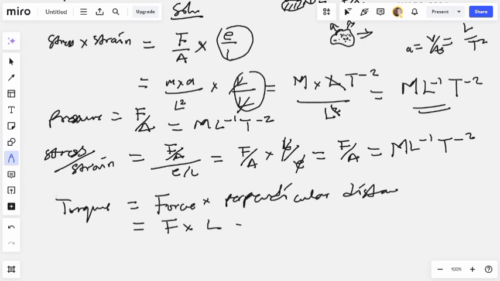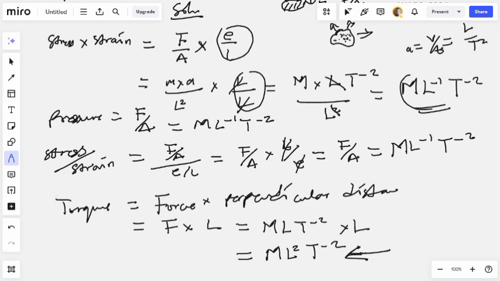So force, which is mass times acceleration, and acceleration is length times T to the minus 2, then times this perpendicular length here, which is L, will be equal to ML squared T to the minus 2. You see that this one here is different from this one here. So torque is the one that doesn't have the same dimension as that.